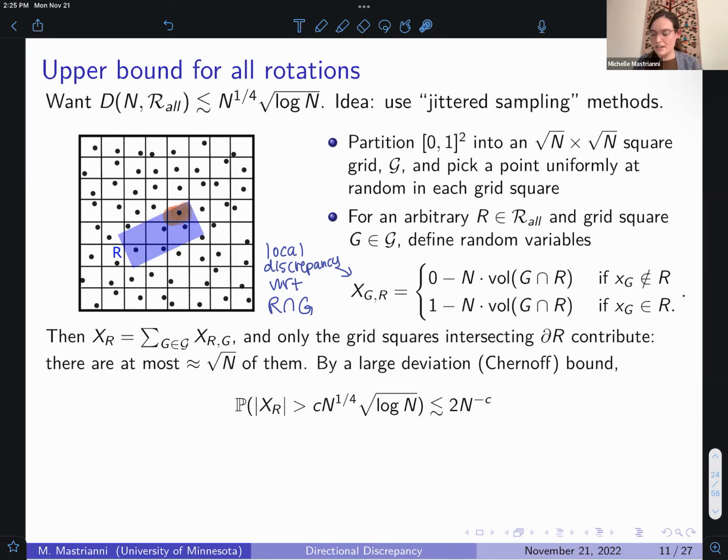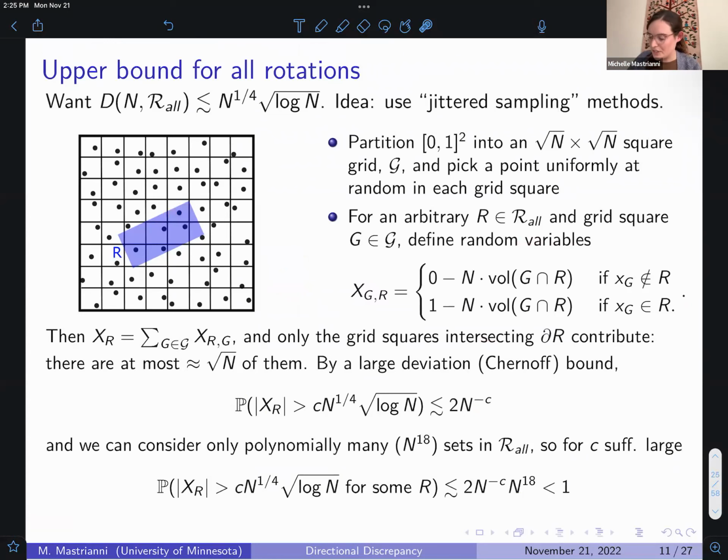And for any convex set, if you have this root n by root n lattice, the boundary of the convex set is going to intersect at most roughly square root of n grid squares. So then you have basically a sum of random variables that look like this. And by a large deviation bound due to Chernoff, you can bound this above by essentially n to the power of some constant. And that was just for a particular rectangle in your class of rectangles.